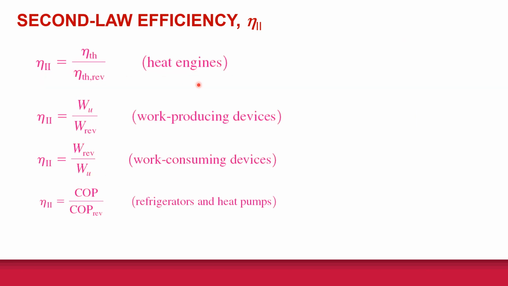The last equation is for heat engines, but there are also other equations for other devices. For work-producing devices, we have an equation. For work-consuming devices, we have an equation, though these are kind of reciprocal versions. And for refrigerators and heat pumps, it's given by the following equation: the coefficient of performance divided by the coefficient of performance, assuming it's reversible.